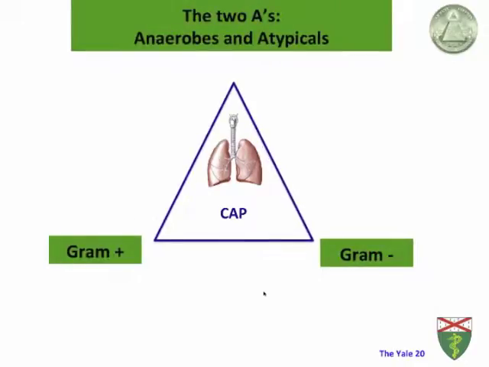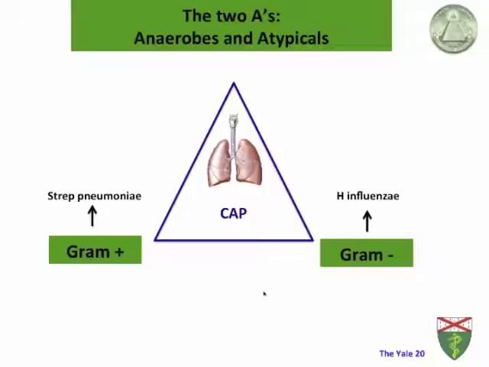So this is our triangle of truth again. We have gram-positives, gram-negatives, as well as anaerobes and atypicals. What do we need to think about in pneumonia? Let's start with gram-positives. Strep pneumo. It's the most common thing. Pneumococcal pneumonia. For gram-negatives, H influenza is a big offender and should always be covered.